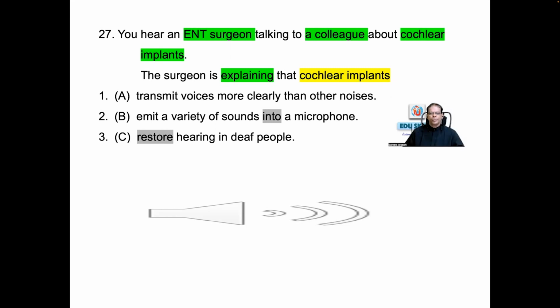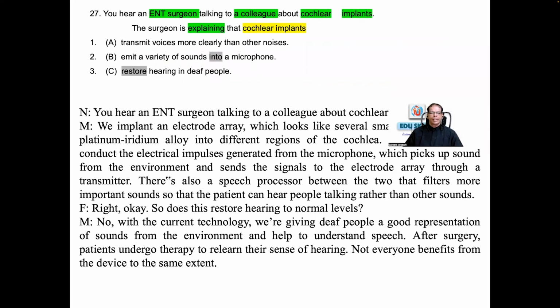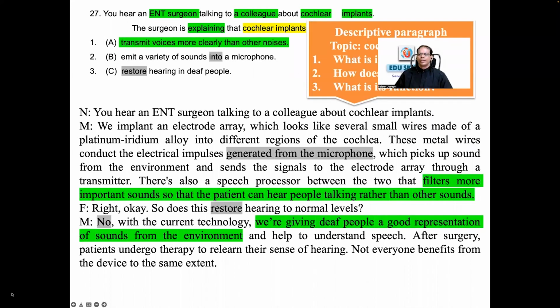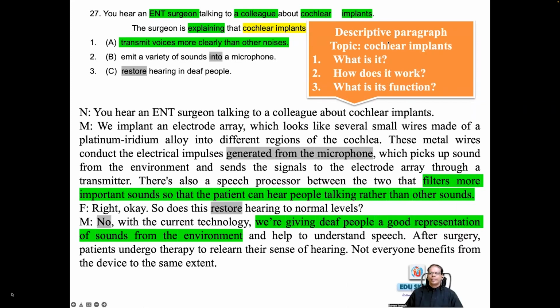Right. Any idea? Option A, transmit voices more clearly than other noises. Okay, let's check why it is. You said transmit voices more clearly than other noises. Okay, let me check. How does it work? See here, descriptive paragraph, topic cochlear implants. What is it? How does it work? What is its function?